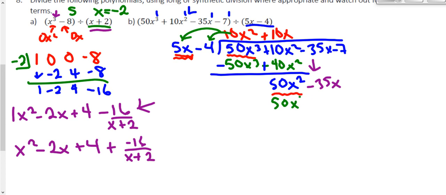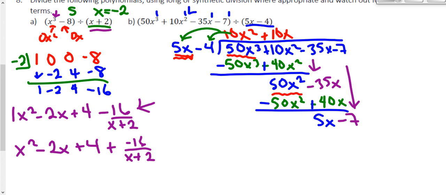Now one more time, we're going to change our signs to the opposite, and then we're just going to add up and down. These 50x squareds will cancel, and here I have negative 35x plus positive 40x, and end up with positive 5x. My last cycle, I'm going to bring down this negative 7, and I'm going to repeat this process one more time. What do I have to multiply 5x by to turn it into 5x? The answer is 1. 1 times 5x is 5x.